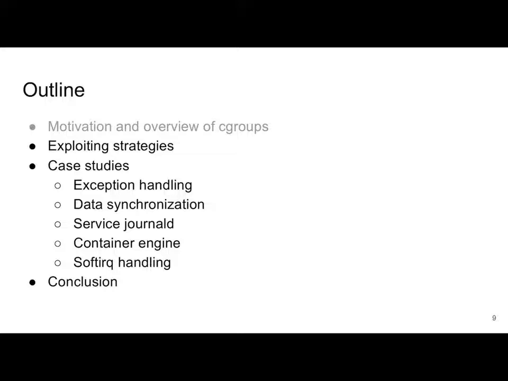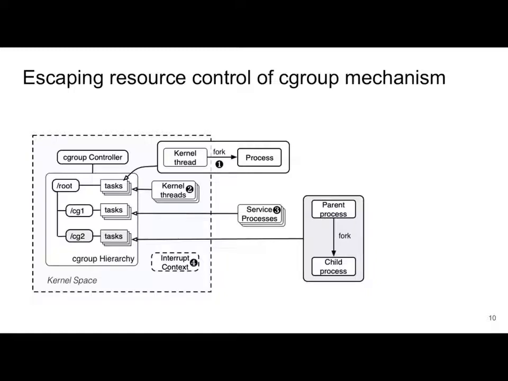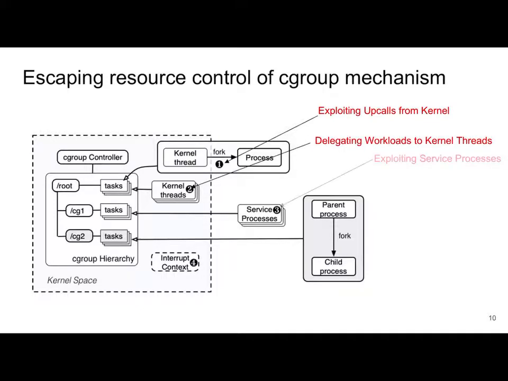Let's talk about exploiting strategies. We'll be looking at four exploiting strategies for escaping resource control of the C group mechanism: exploiting upcalls from kernel, delegating workloads to kernel threads, exploiting service processes, and exploiting interrupt context.